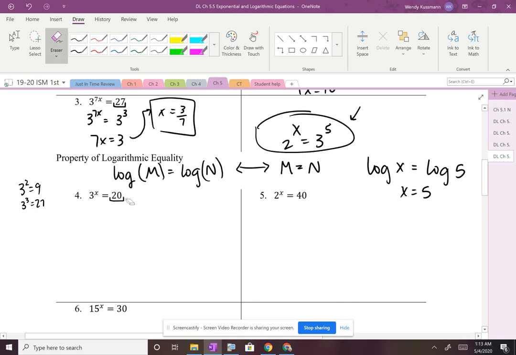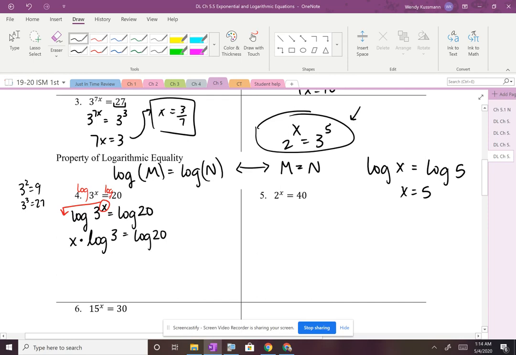So if there's no way to do that, what you're going to do is take the log of both sides. Basically, I'm going to stick it right in front of each one of these things. So it looks like this: log of 3 to the x equals log of 20. Now we're going to use our properties of logs that we learned in last week's lesson. So you take your exponent, and remember, you can drop that down in front here. So this looks like x times log of 3 equals log of 20.